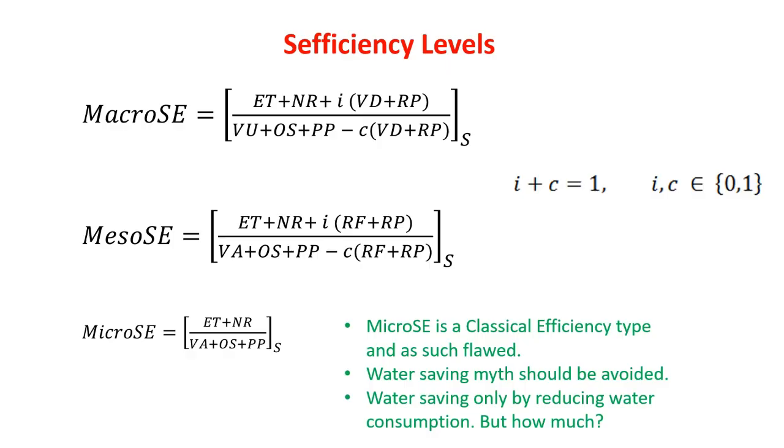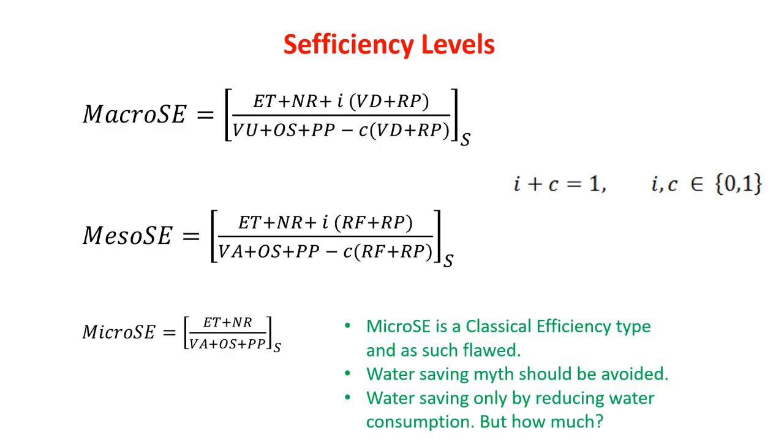Taking the sufficiency in equation 6, we can write it for the three levels already discussed in the previous video about concepts. The only change needed is to substitute V1 and V2 with their equivalents according to the level. As was explained, the micro-sufficiency should be avoided.